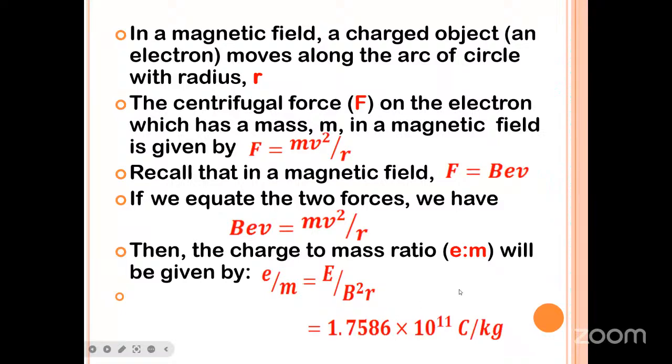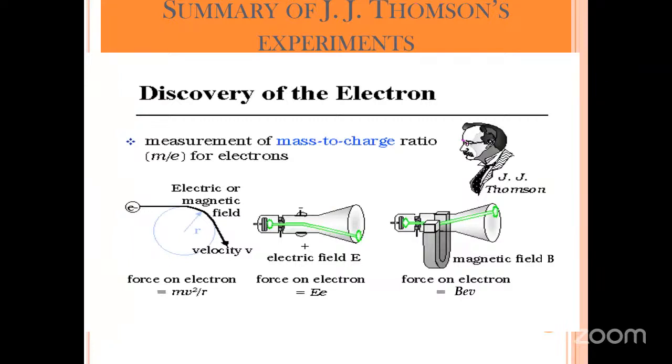I don't want to scare you. Nobody is expecting you to memorize the value in your head. So please don't be afraid of anything. Now, we have used three different kinds of forces. We have used the centrifugal force, the electric field force, and the magnetic field force. That was what JJ Thomson used to give a value to the charge to mass ratio.